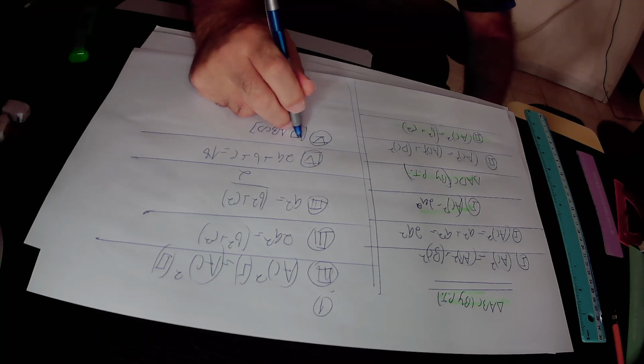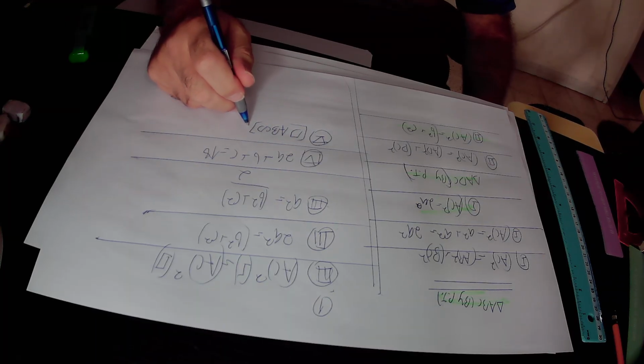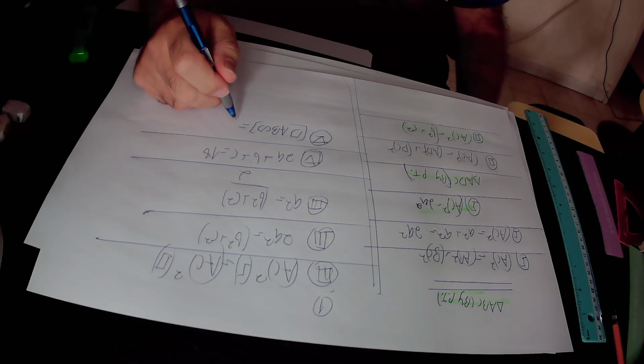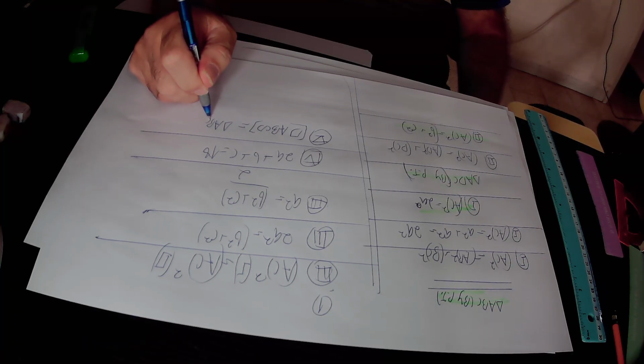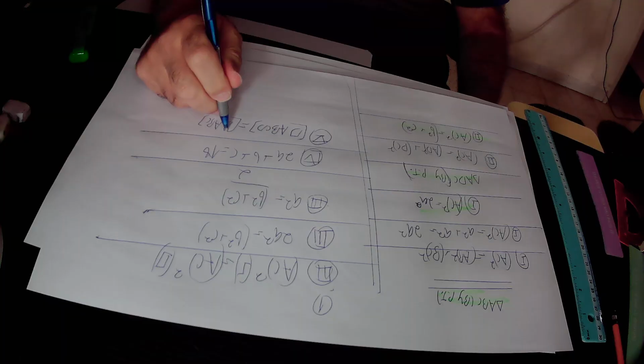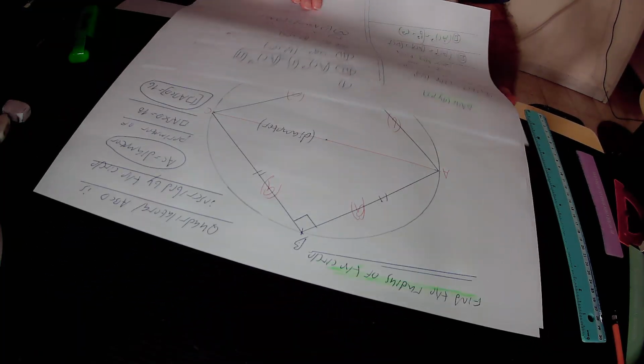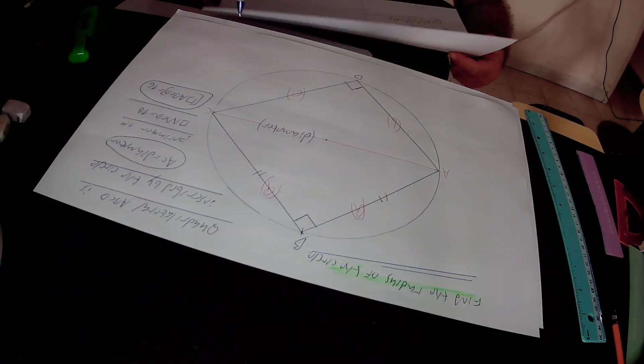The area of quadrilateral ABCD must be equal to the sum of the areas of the two shapes that it consists of. The first shape that it consists of is the right triangle ABC, and the second shape that it consists of is this right triangle ADC.